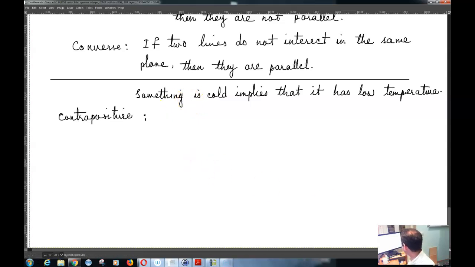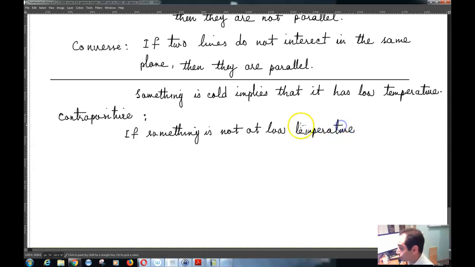Or you can say that if something is not at low temperature, then it's not cold, something like that.